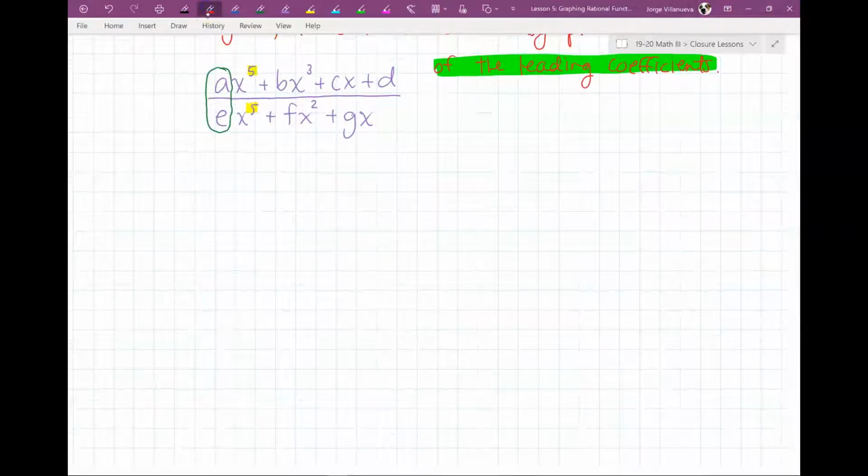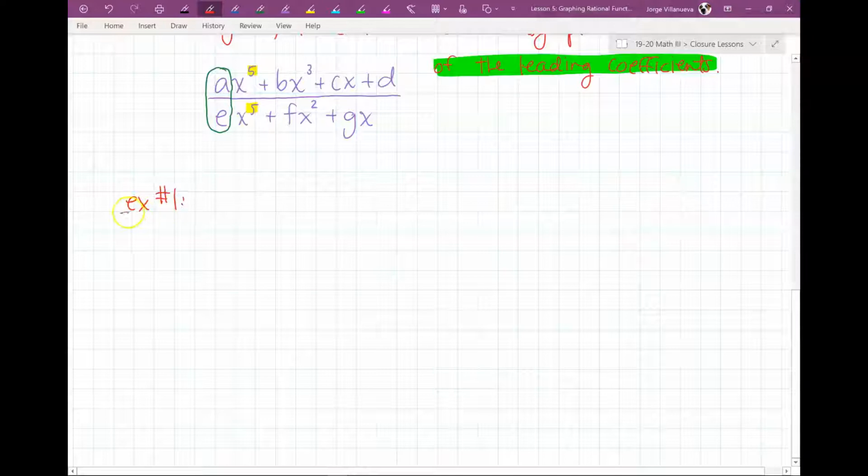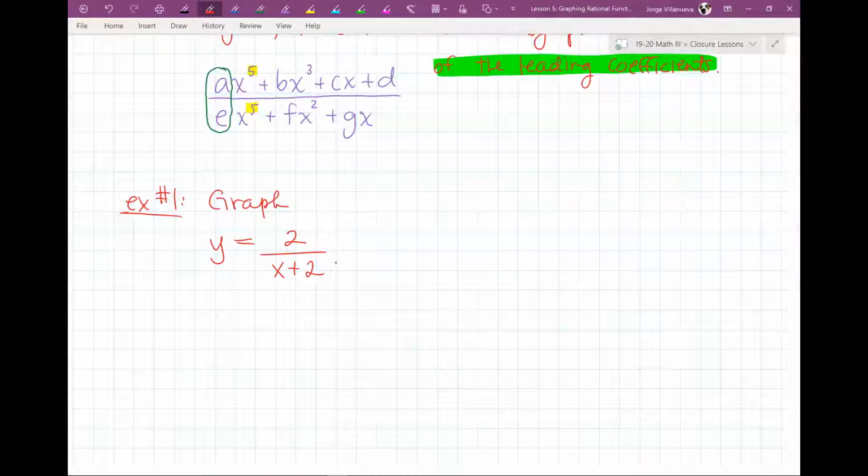Like I said, we're going to do 3 problems. So example number 1, we're going to graph y equal to 2 over x plus 2. And as usual, I'm always going to give you guys an easy one, medium, and a difficult. Okay, so this is example number 1. So here we go. This is the way we're going to do it.